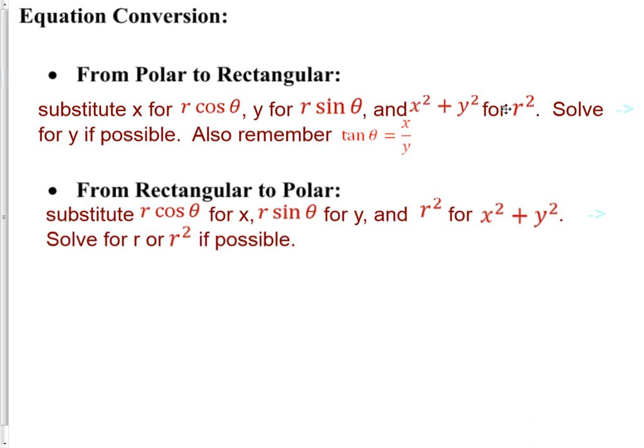If you do not have r squared, try to manufacture it unless it's in one of these two forms. Right? If you have r cosine of theta, we're just going to plug in x. R sine of theta, plug in y. If you have r equals, say, 6, try to make r squared, and then x squared plus y squared equals that value. You also need to remember tan of theta is y over x. Pardon me, I had a mistake there. Y over x. And so we can do tan inverse if we need.